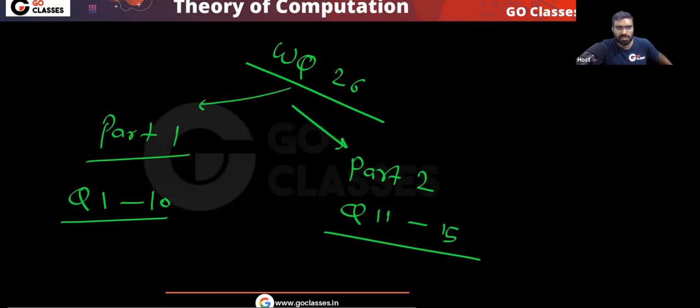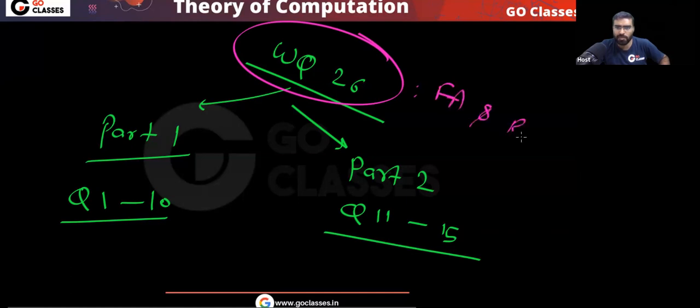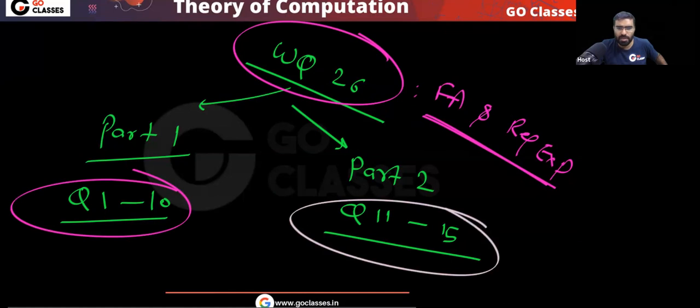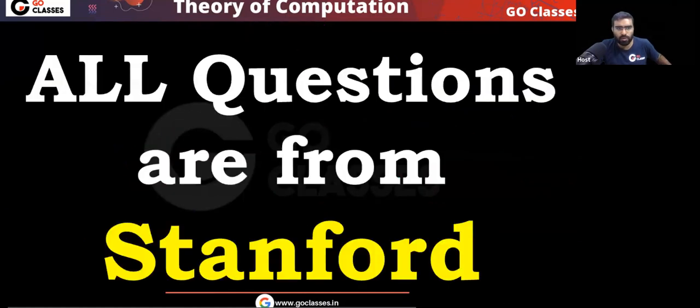All these questions are in this weekly quiz for theory of computation. The topic for this weekly quiz is finite automata and regular expression. We have already seen question 1 to 10. Now we will see question number 11 to 15. Remember, all these questions are taken from Stanford University. So let's start.